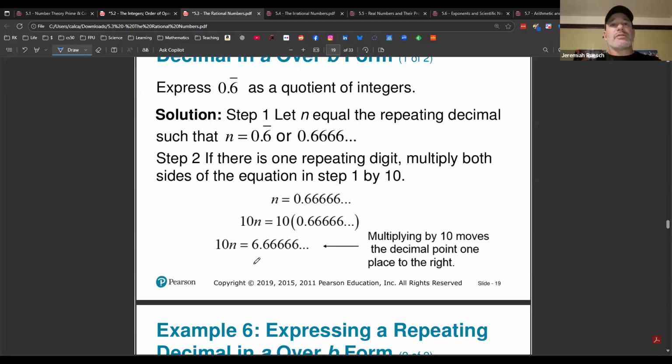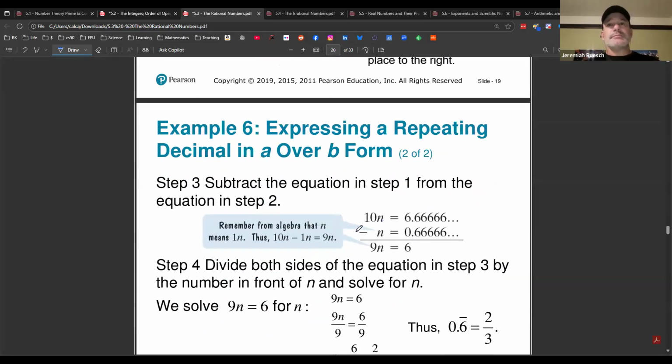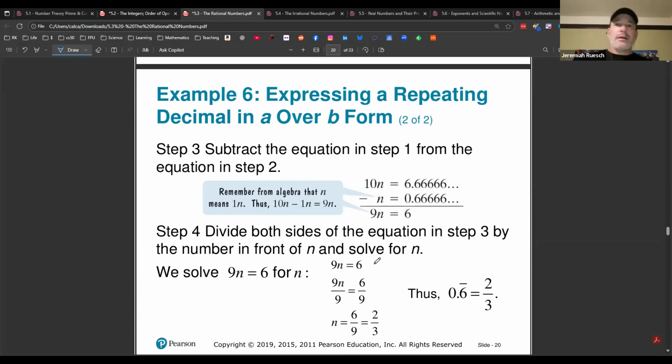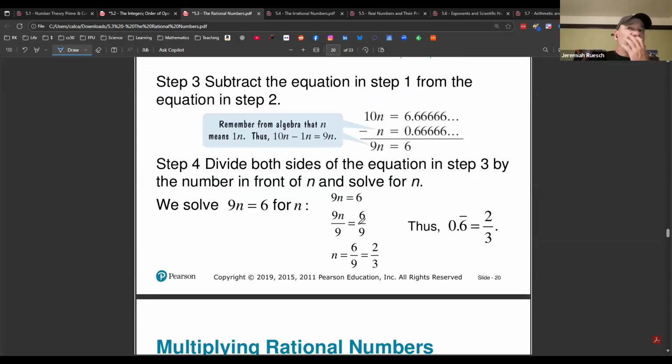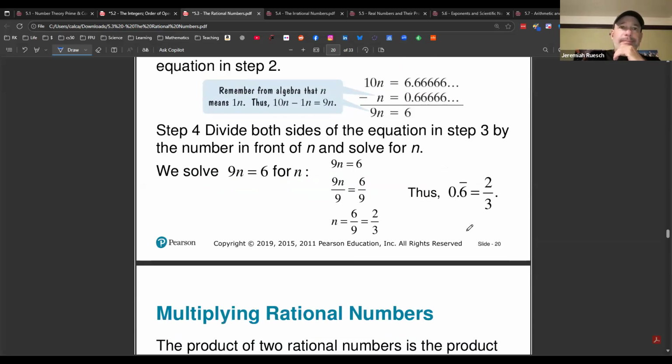Okay, and then we can subtract the two. You can subtract n from 10n and then divide. And that will, of course, give us 6/9, which has a GCD of 3. And so reducing those top and bottom by 3, you get 2/3, which is the 2/3.